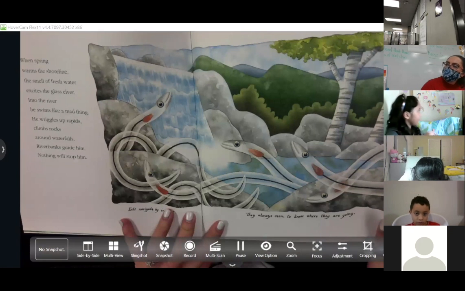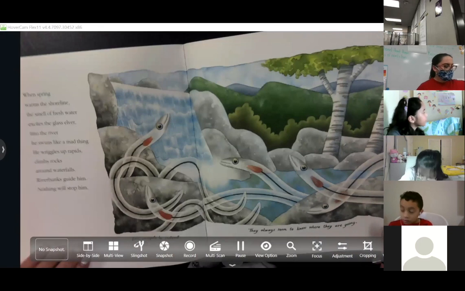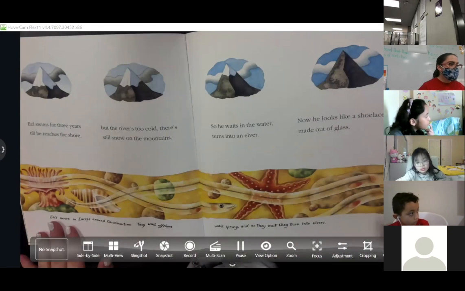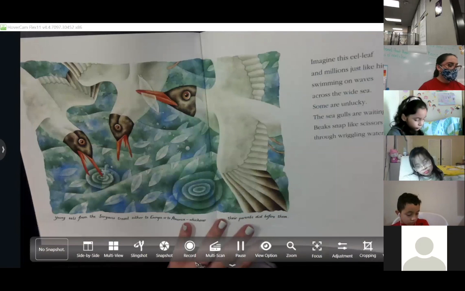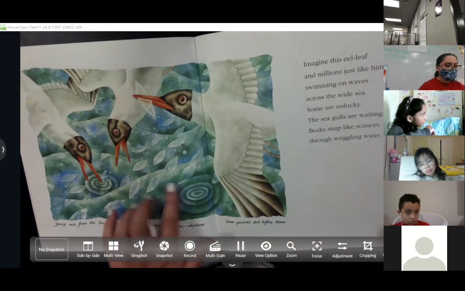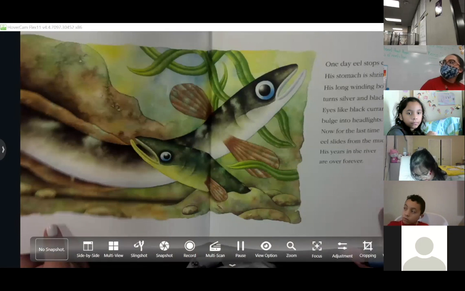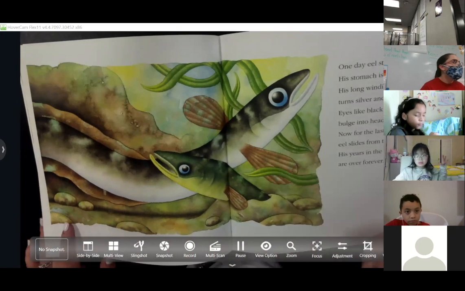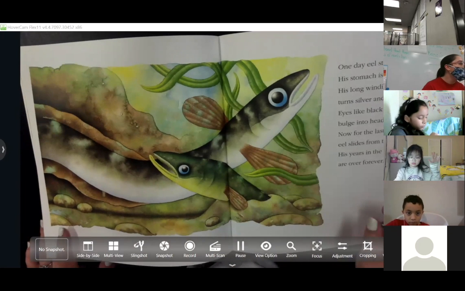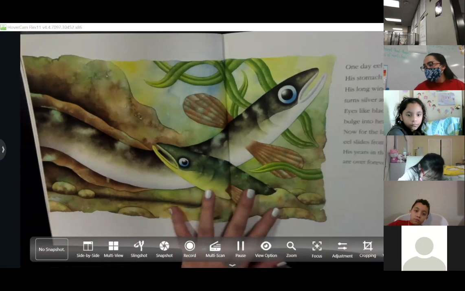So that was the elver. Some more. That one. One more page. Yes, we read this. I want to know, how is this different? Penelope. Its skin isn't clear? Yes.